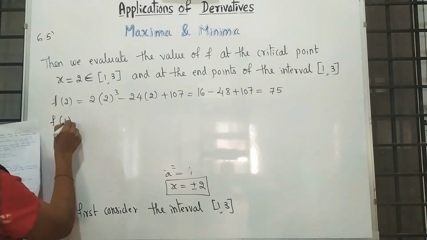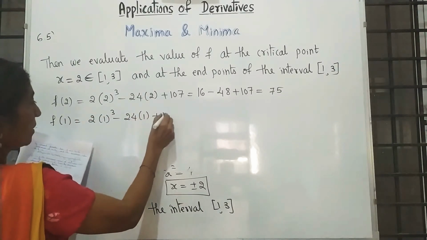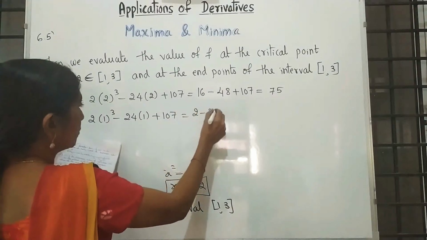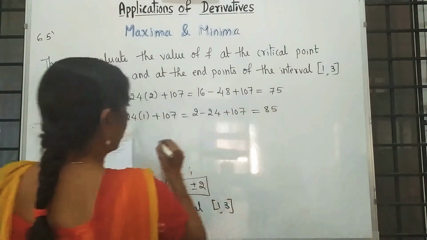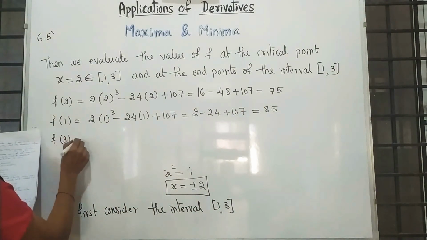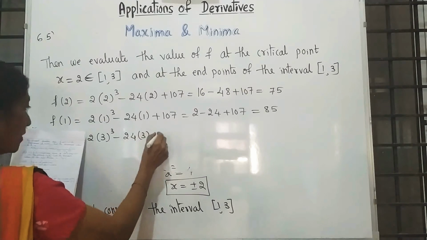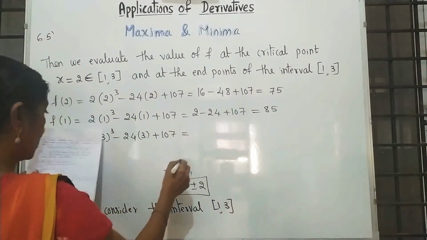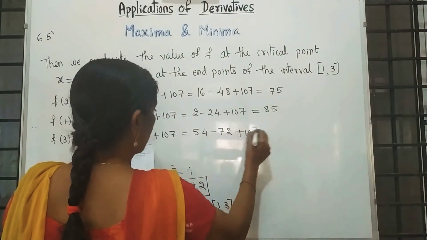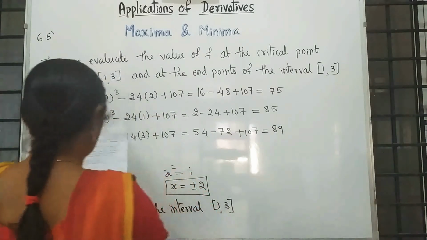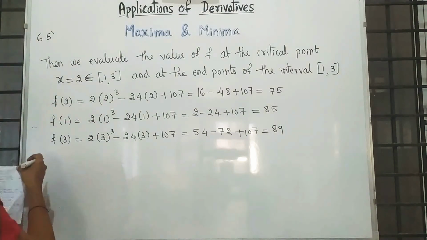Now I am moving to f of 1. 2 into 1 cube minus 24 into 1 plus 107. 2 minus 24 plus 107. That is 85. Next, f of 3. 2 into 3 cube minus 24 into 3 plus 107. That is 54 minus 72 plus 107. That is equal to 89. Now of the three answers, which one is the maximum? Maximum value is 89.